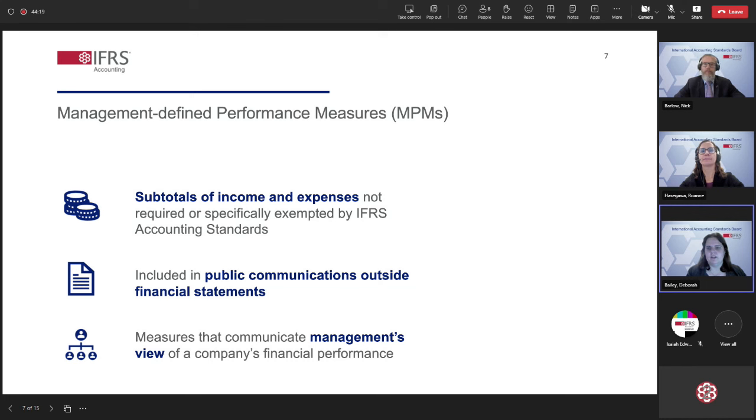How it works is that it is automatically presumed that a subtotal of income and expenses that otherwise would meet the definition of an MPM communicates to investors management's view of the company's financial performance. However, a company is allowed to rebut this presumption if it has reasonable and supportable information that demonstrates that the subtotal does not communicate management's view to investors, and the company uses the subtotal in its public communications for a reason other than communicating management's view.